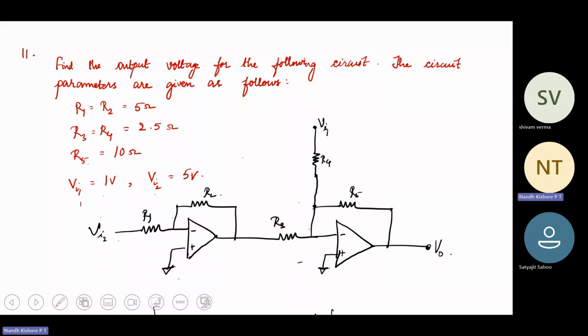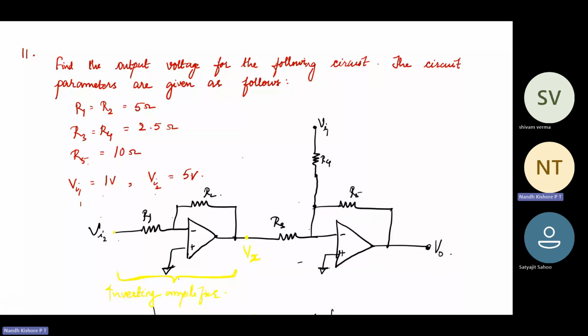Seems to be a very complicated circuit, but this is not complicated at all. So let's break it down. What is the first part? What is this particular op-amp circuit? This you can understand is basically a simple inverting amplifier. Let's say I get the output of this stage as some Vx.